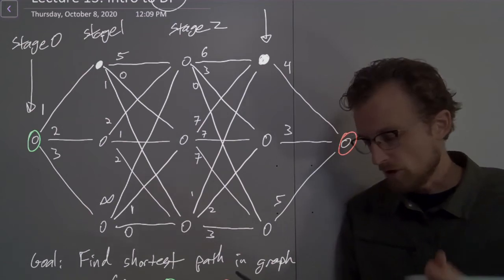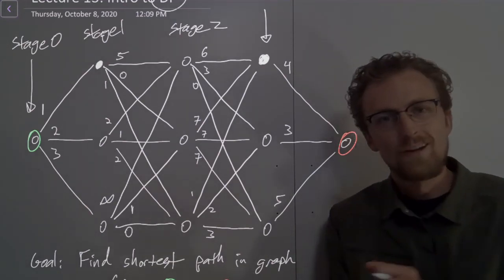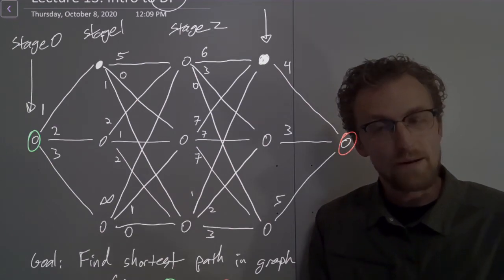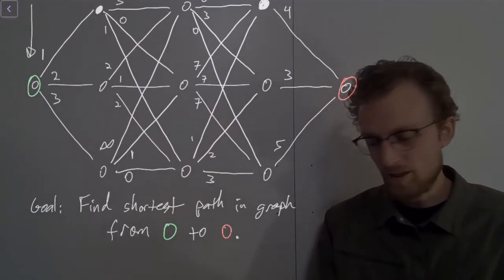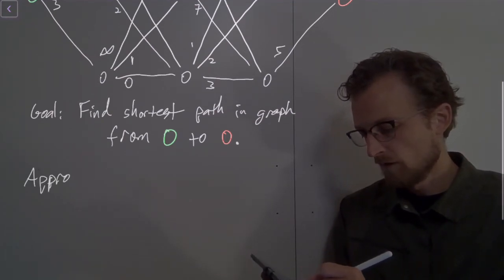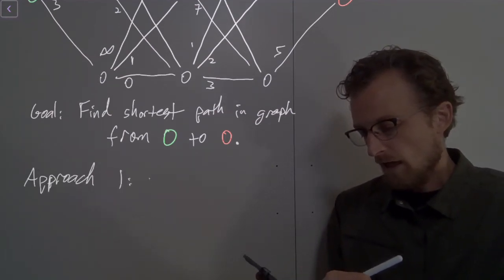Well, there are various approaches, some better than others. So let's start with one that we will just automatically know is a bad approach. Let's start with an exhaustive search. Okay, so here's our approach 1: exhaustive search.